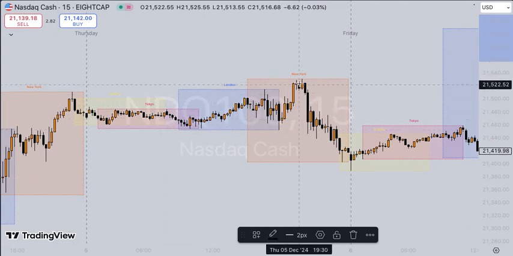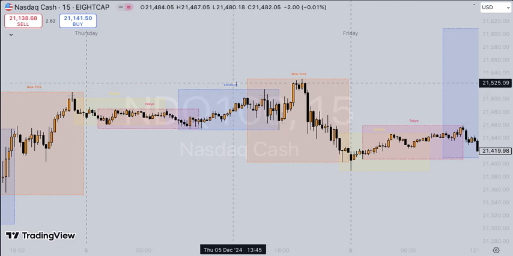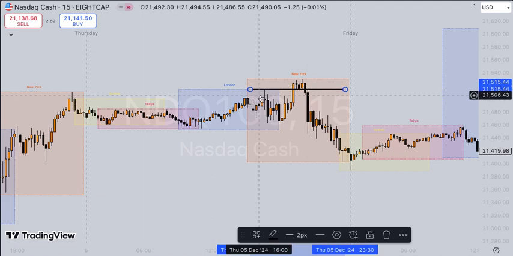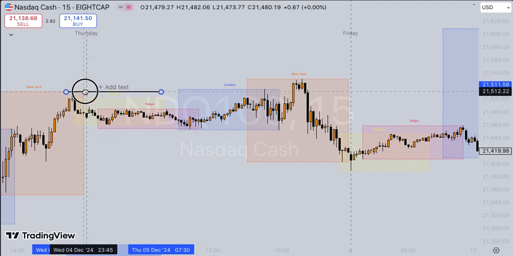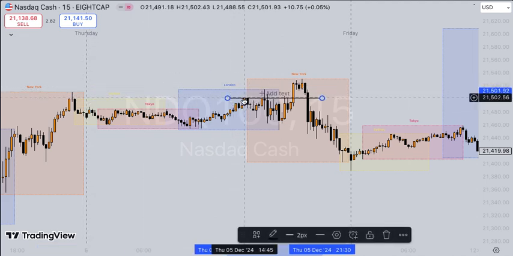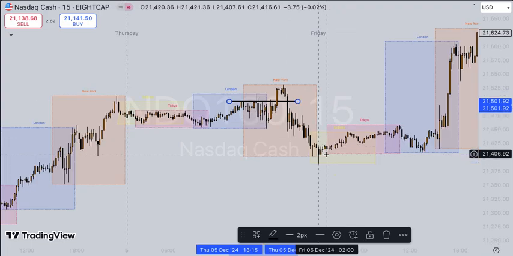Accumulation, manipulation, this is the manipulation. Distribution. Remember the high of what? The high of your session. What is this session? The blue one. The high of what, guys? The high of your Asia session, right? We took it out, and this is general knowledge, right? We took it out, we consolidated, we went to the upside, and from here deep to the downside.